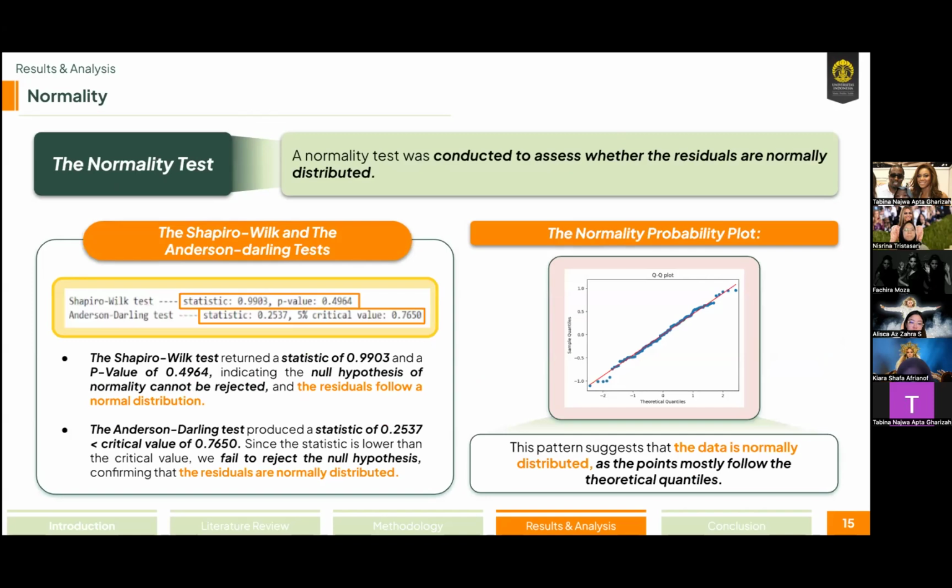Next, we're moving on to the normality test. It is conducted to assess whether the residuals are normally distributed or not. Here we are using two approaches: the Shapiro-Wilk and the Anderson-Darling tests. Both of them indicate that the null hypothesis of normality cannot be rejected, so we can conclude that the data is normally distributed.